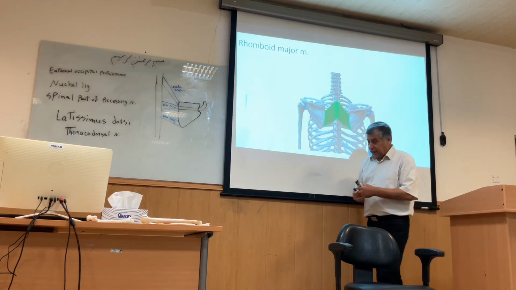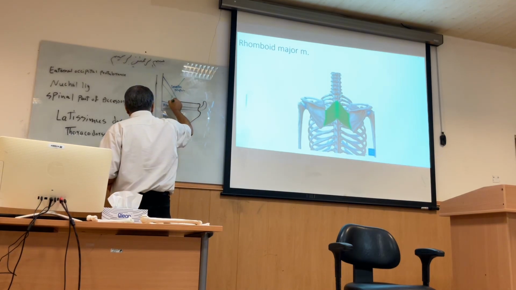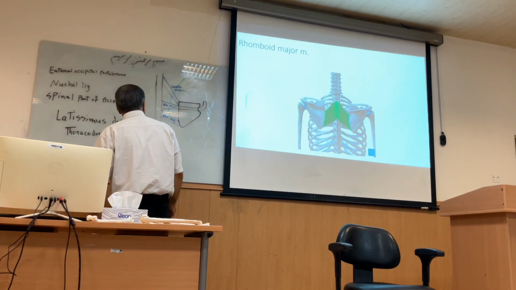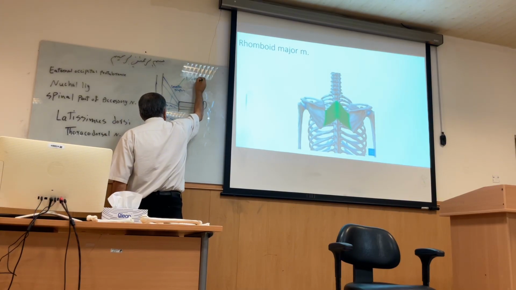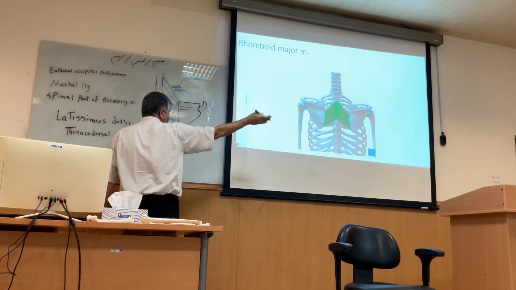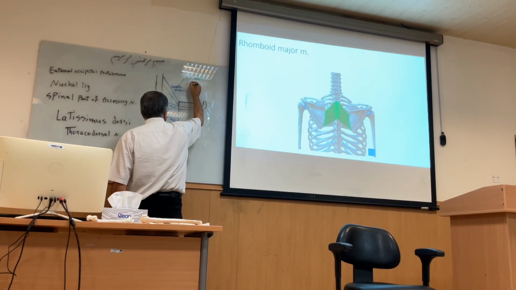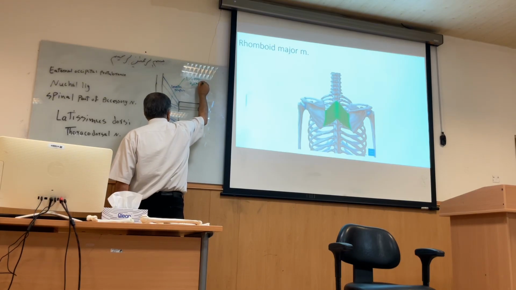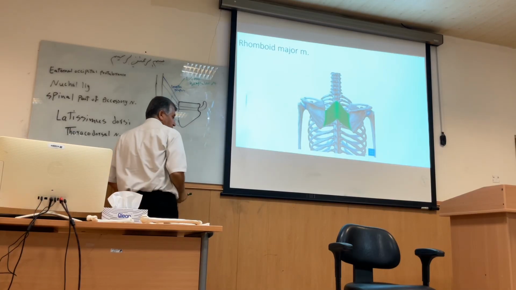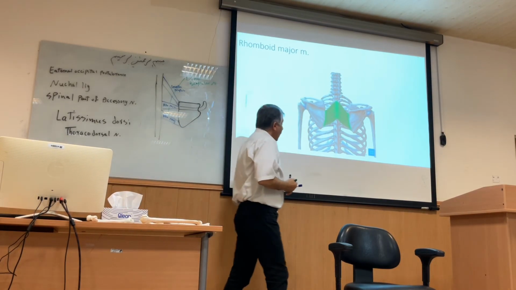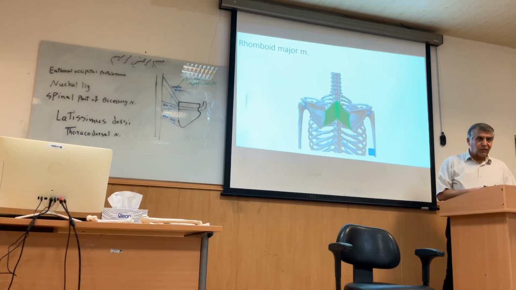All of them are innervated by this nerve. This nerve is called dorsal, because these muscles are dorsal and attached to the scapula. So this is called the dorsal scapular nerve. These three muscles are innervated by the dorsal scapular nerve.